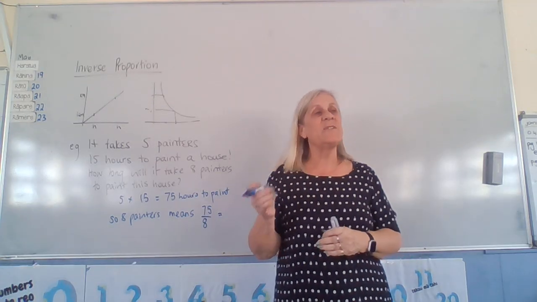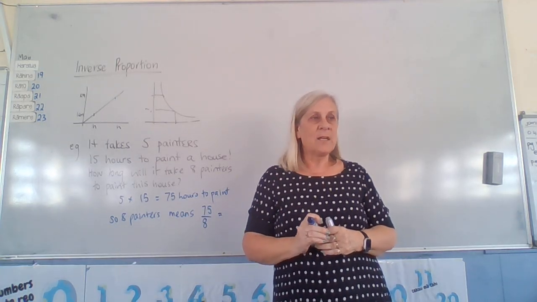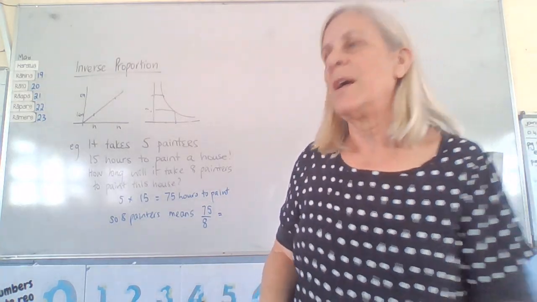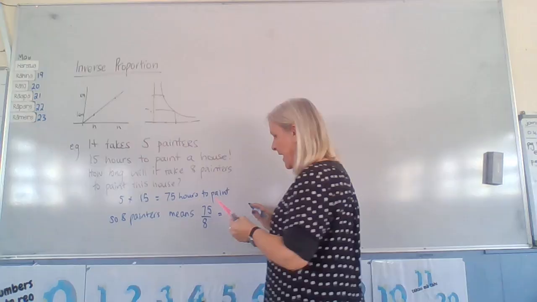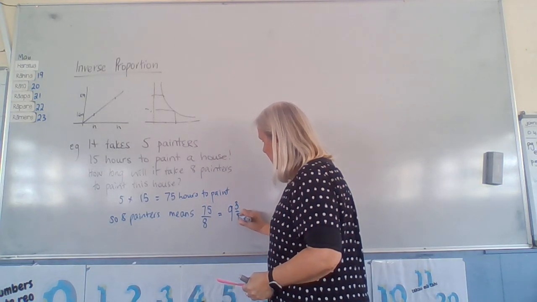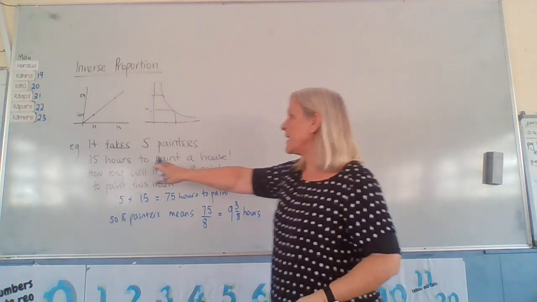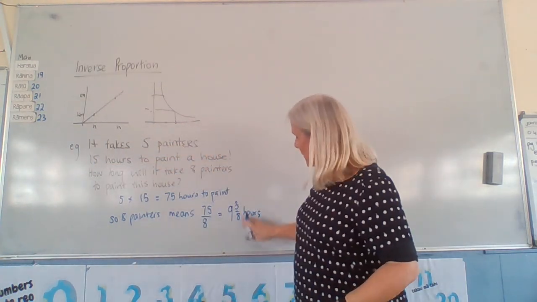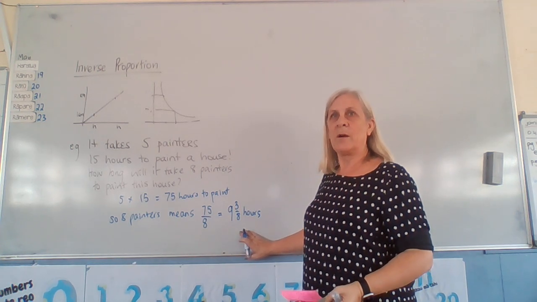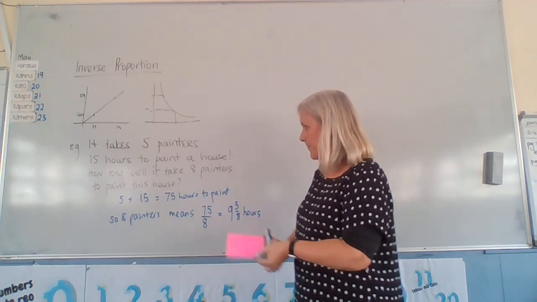We're going to put 75 fraction button 8 in our calculator so that we get a fractional answer, not a decimal answer, because it's a better answer. So that gives us 9 3/8 hours. So before it was taking 15 hours, now it's going to take 9 3/8 of an hour. All right? Let's have a look at another one.